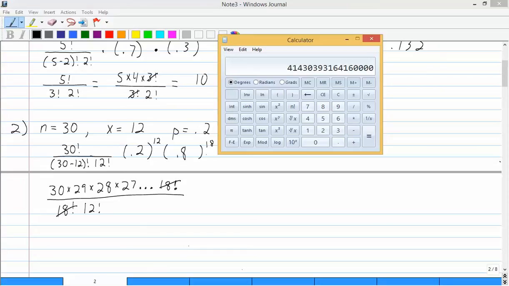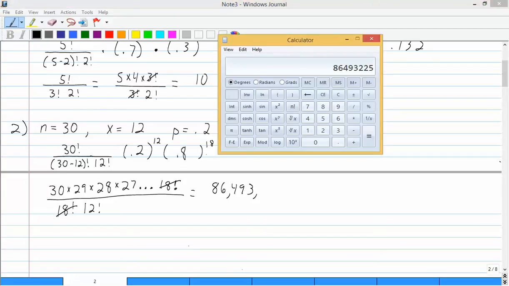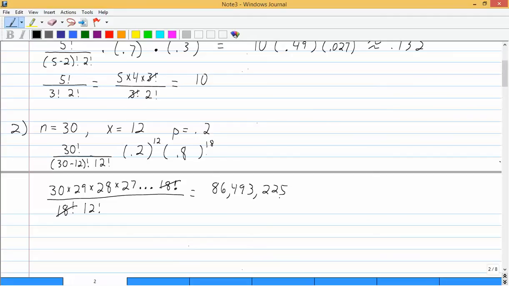So you should look for a factorial button on your calculator. Don't see one here. Yeah, I do. N factorial. So I'm going to put divided by 12 factorial, equals. Alright, so you can see that's a really big number. That's 86,493,225. Notice that it came out to be a whole number.